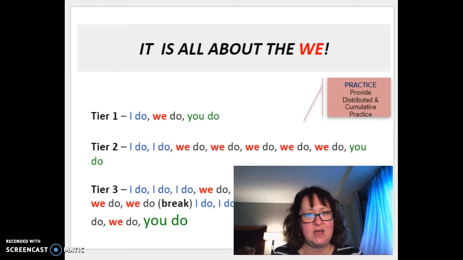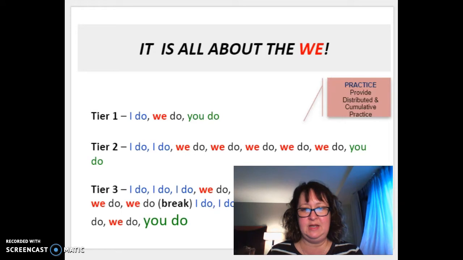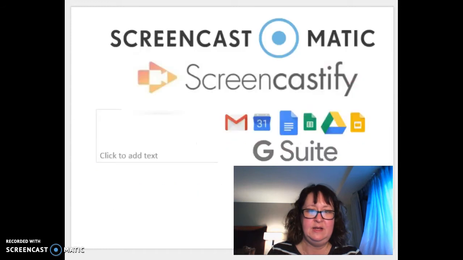The one caveat you want to keep in mind is we don't want to build learned helplessness and we don't want to make students prompt dependent. So you're really looking for that just right dose to ensure student mastery of concepts, but not slowing students down from being able to be independent.